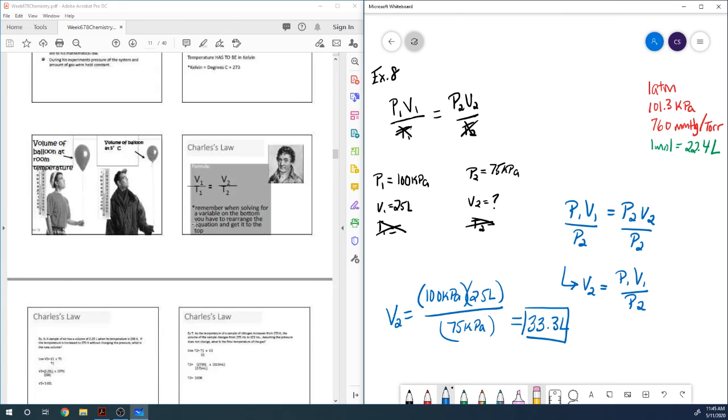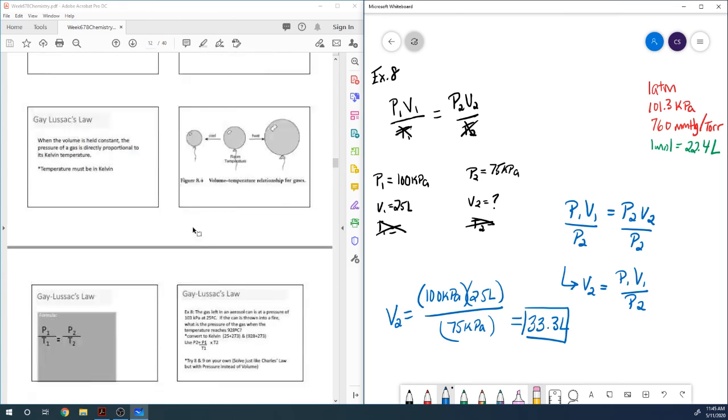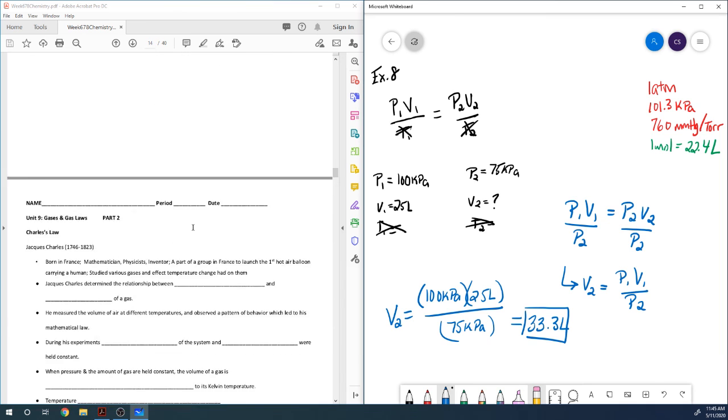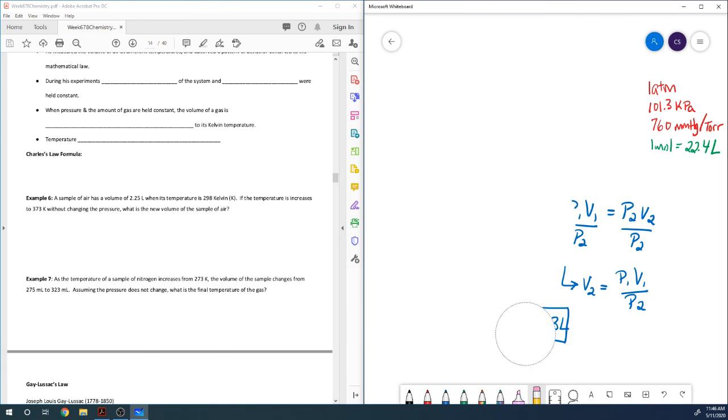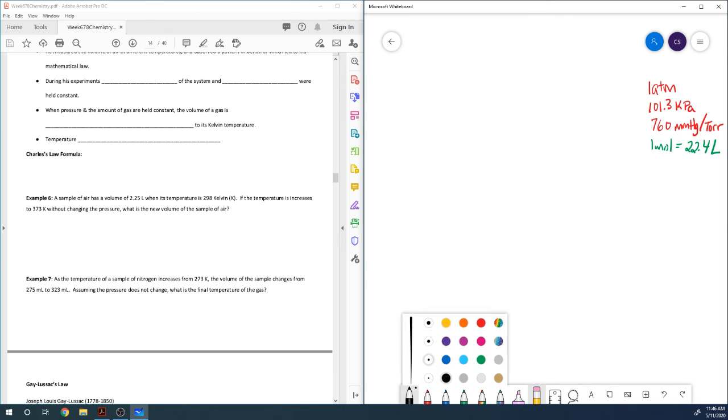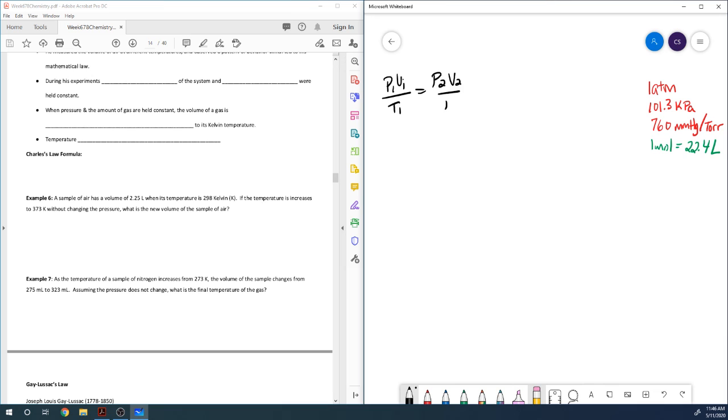Let's look a little bit further. Okay, I'm going to erase this. I scrolled down to Charles' law, but we don't need to know who did what. We just need to know the combined gas law. Okay? So we have P1V1 over T1. Okay? So this is another example 6.